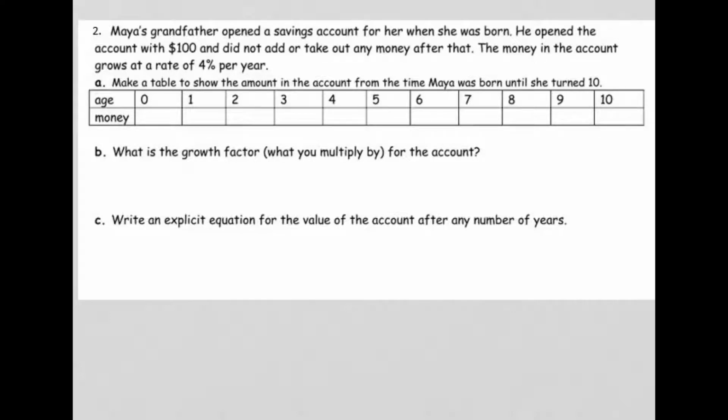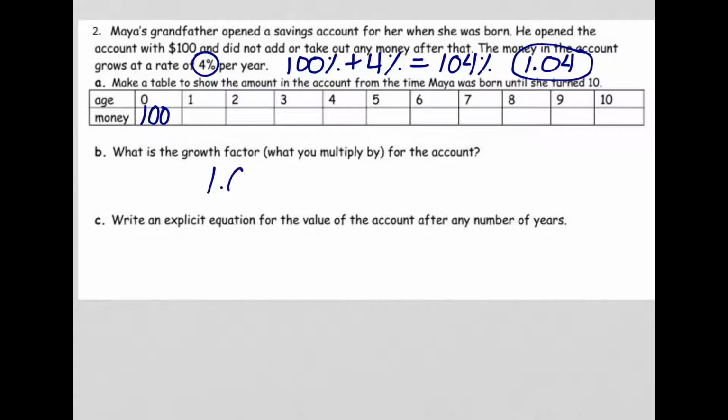So in the beginning, she has $100. And then if it's growing at a rate of 4% per year, well, that means that every year it's worth 100% of what it was the year before, plus 4% more. And that is 104%. But I want to turn my percent into a decimal so I can work with it in an equation. And so I'm going to divide that by 100 and get 1.04. That's my growth factor. 4% is the growth rate. 1.04 is the growth factor.